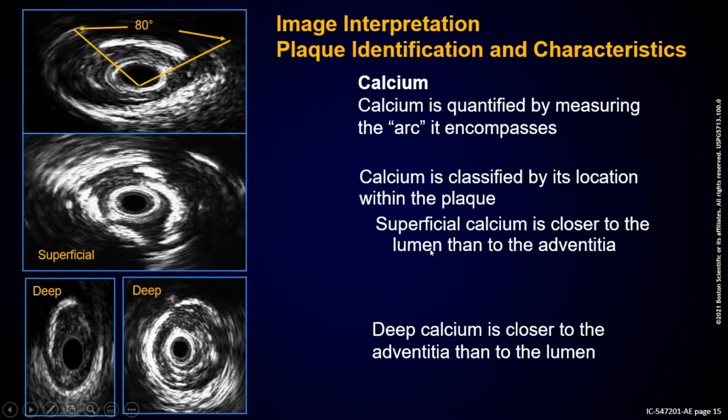And then calcium is classified by its location within the plaque. It could be either superficial or deep. The simplest way of recognizing is that superficial calcium is closer to the lumen than to the adventitia, and deep calcium is closer to the adventitia than to the lumen. I think you could see that there's a lot of calcium in the second image, and then you can see in the bottom 2 images that there is deep calcium which is close to the adventitia, that is away from the lumen.